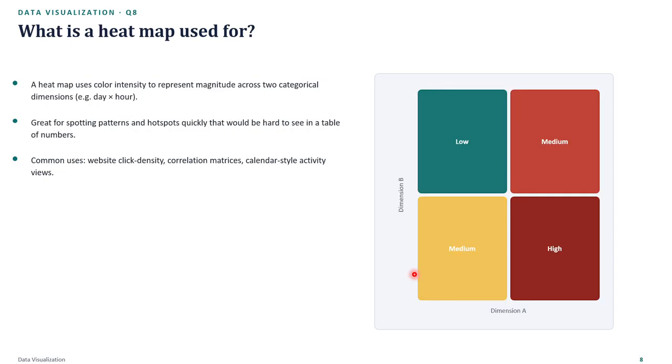What is a heat map used for? A heat map is used to indicate correlation between two variables. Now here, if I have two dimensions, what is the correlation between the two? It is indicated by medium, high or low. So there is a color intensity that is being indicated. So this indicates low correlation, this indicates high correlation, and medium correlation.